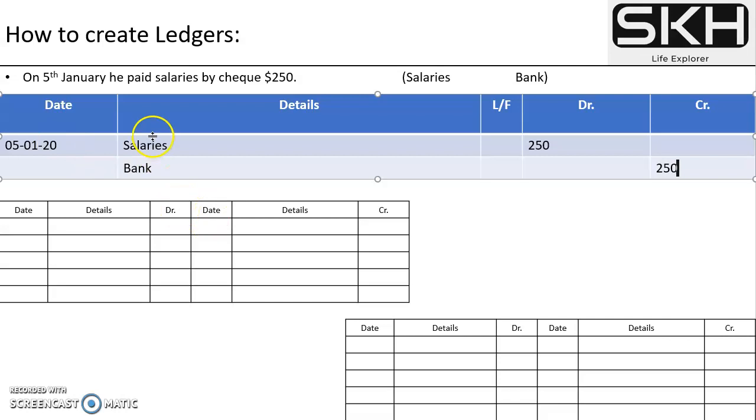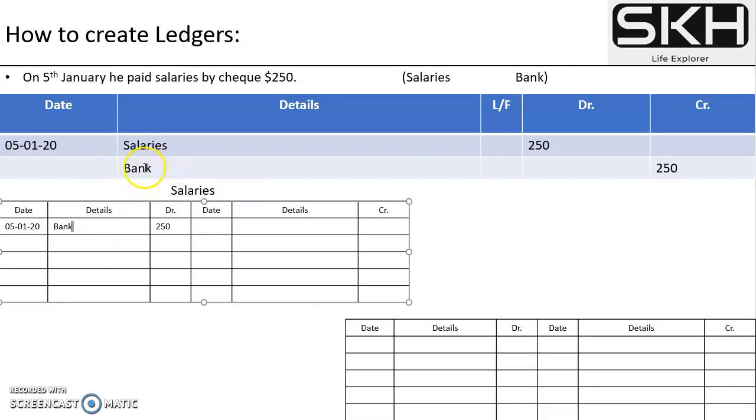Now I have not created the salaries account. So here I will create one more ledger account, same thing. So salaries: in this account, the salaries are debit with 250. The date is 5th of January 2020 and the reason is bank. Reason is always the other account.